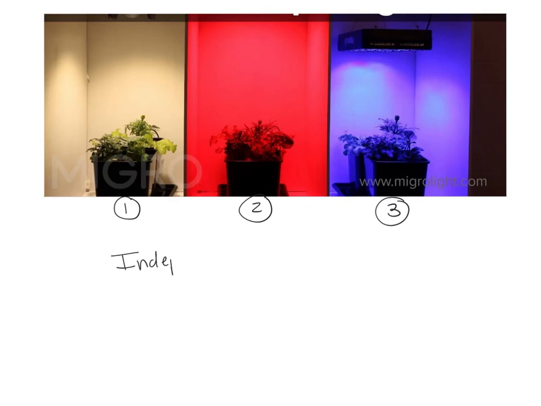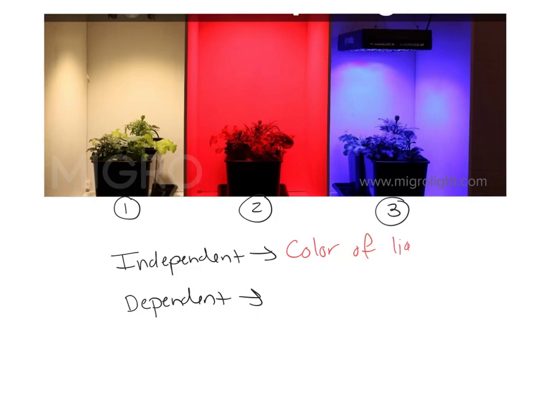Now, you need to find the independent and dependent variable. So ask yourself, the student, what is he changing in every experiment? He's changing the color of the light. So the color of the light is the independent variable. What is he measuring? What he's measuring is the dependent variable. He wants to see how much the plants grow. So that is the growth of the plant.